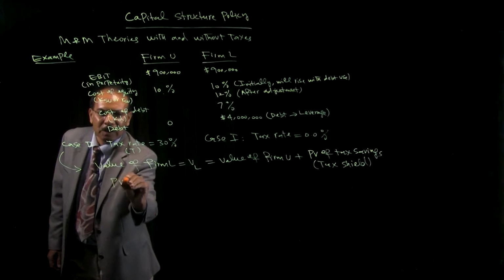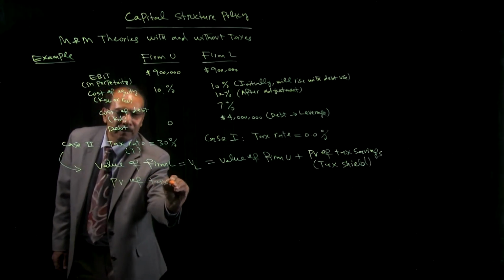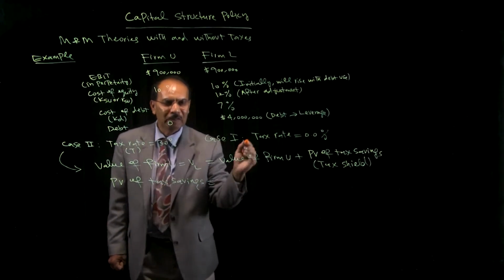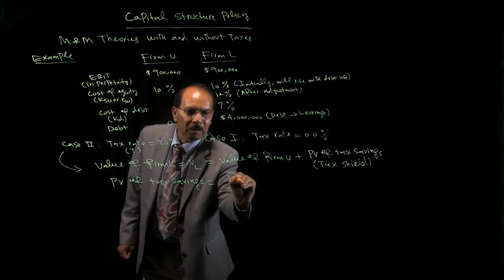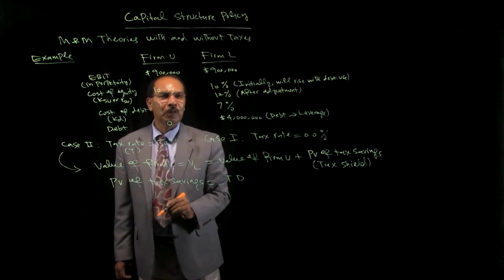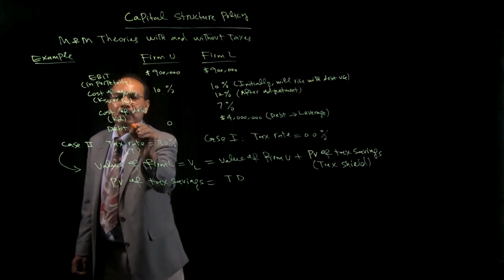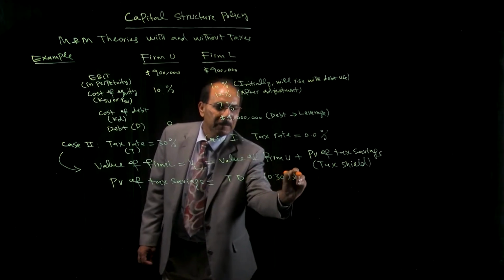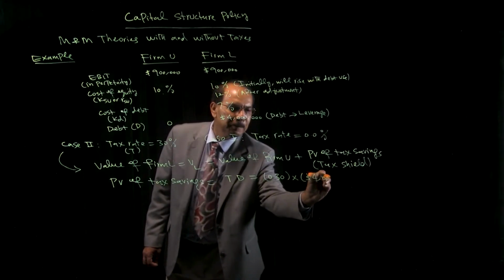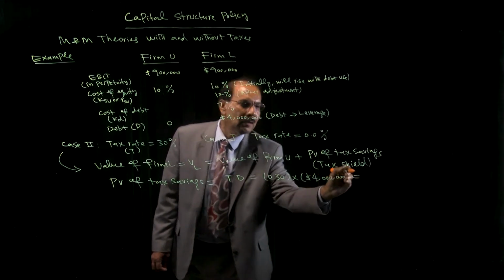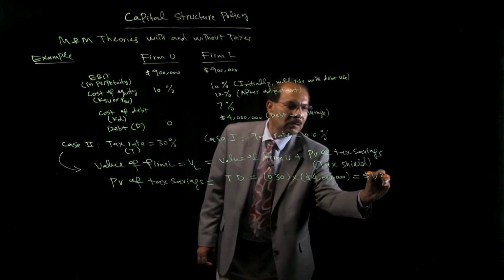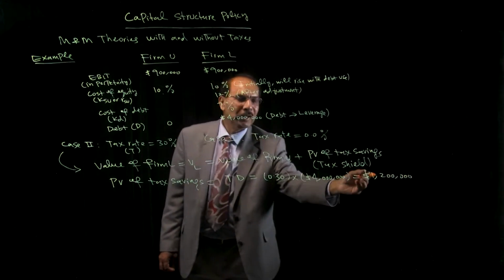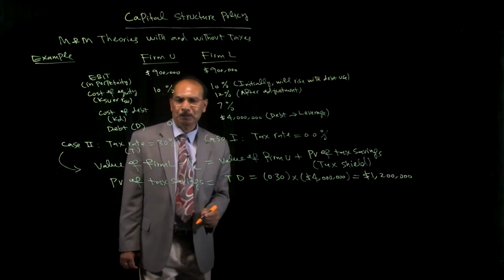So what are these present value of tax savings? Well, it turns out we can calculate these tax savings as tax rate times the level of debt. So this is going to be our debt level. Tax rate is 30%. Debt level is 4 million. So firm L is going to be worth 1.2 million more than firm U.